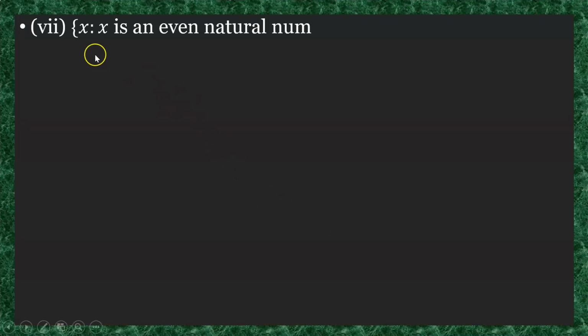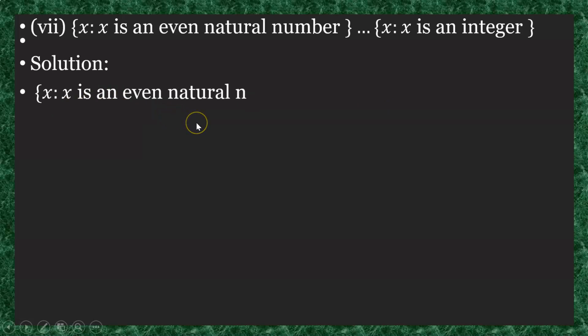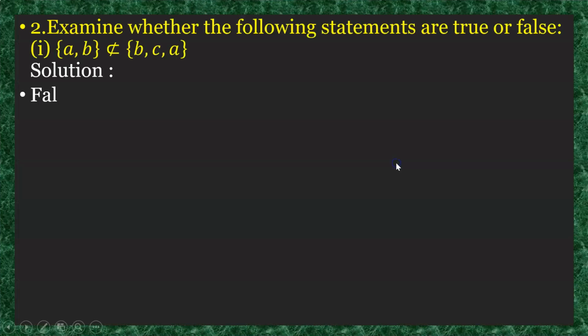Now the next is {x such that x is an even natural number} and {x such that x is an integer}. Okay, so no problem, it's a subset. {x such that x is an even natural number} is a subset of {x such that x is an integer}. Now, next example.